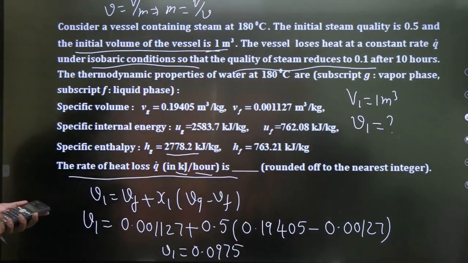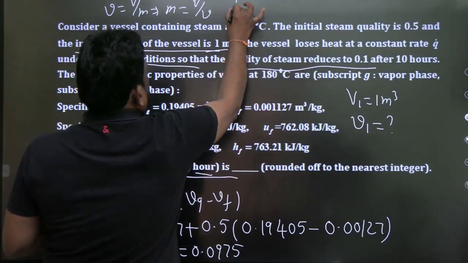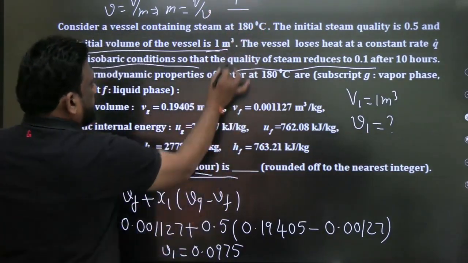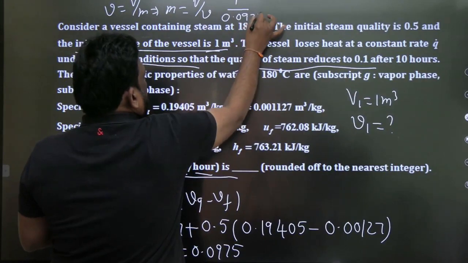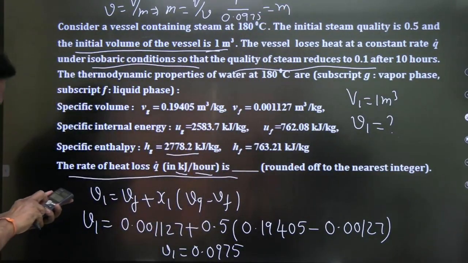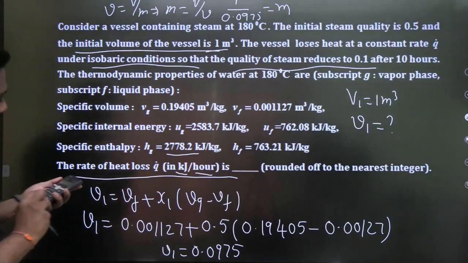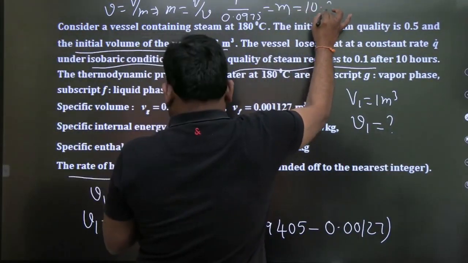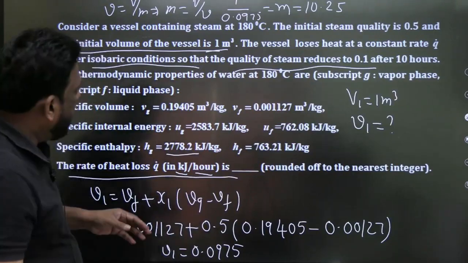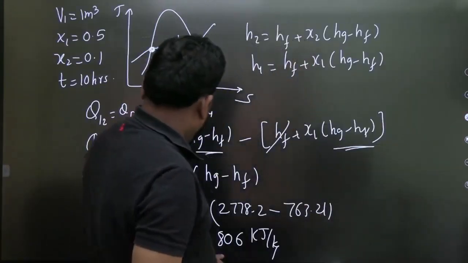Let me check once. 0.19405 minus 0.00127, into 0.5, plus 0.001127. So this is 0.0975. Okay, so let's calculate the mass. The volume is 1, and the specific volume is 0.0975, and you are getting the mass as 10.25 exactly. So the mass is 10.25. So I got the mass.